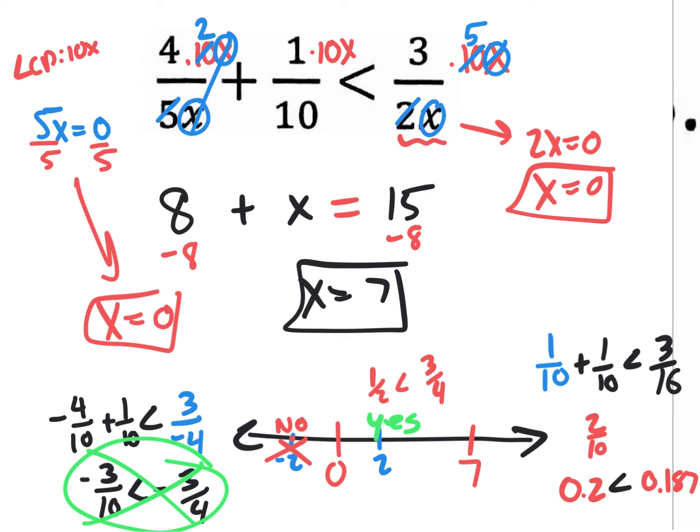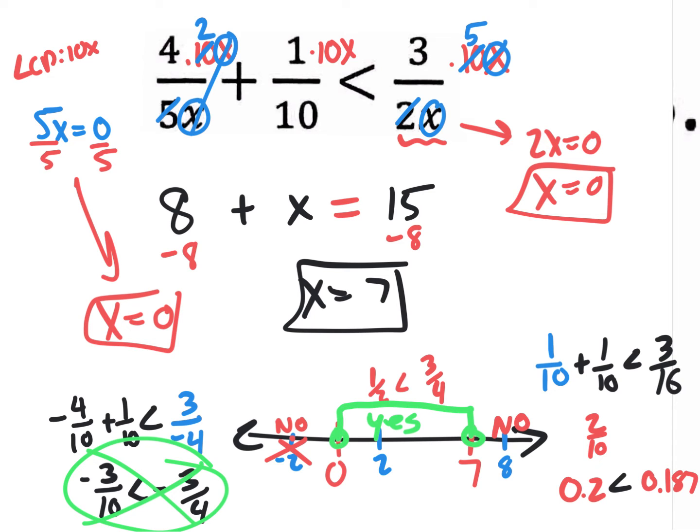0.187, whatever. But the bottom line is 0.2 less than 0.1? No, false. So when I test the value of 8, I never put it on my number line, I'm sorry. I tested the value of 8. That is a no. It did not work. So the only place that my answers are at are between 0 and 7.